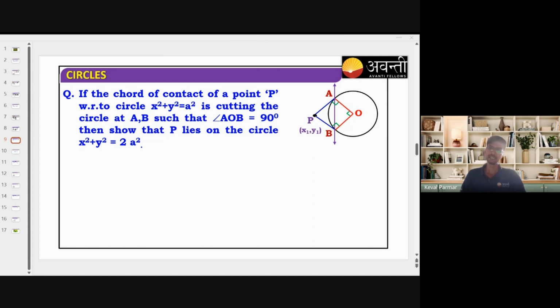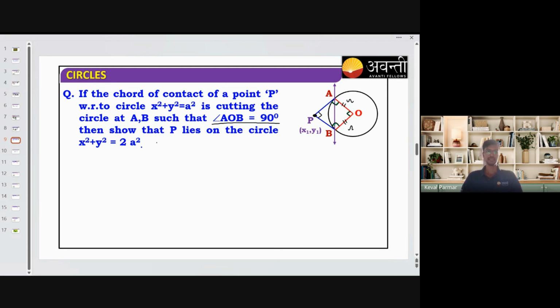As we know, PA is a tangent, so this angle will be 90. PB is a tangent, so this angle will also be 90. And it is given that angle AOB is also 90 degrees. That means this angle will also be 90 degrees. As you can see, every angle in the quadrilateral is 90 degrees. That means it is a square. Why a square? Because the adjacent sides are also equal. Why? Because this is a radius, and this is also a radius. Correct, guys? So the adjacent sides are equal and every angle is 90 degrees. That means it's a square.